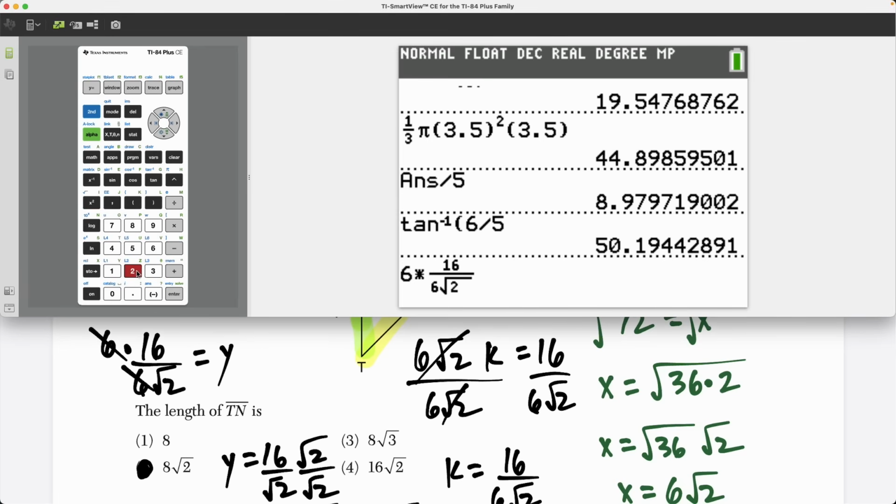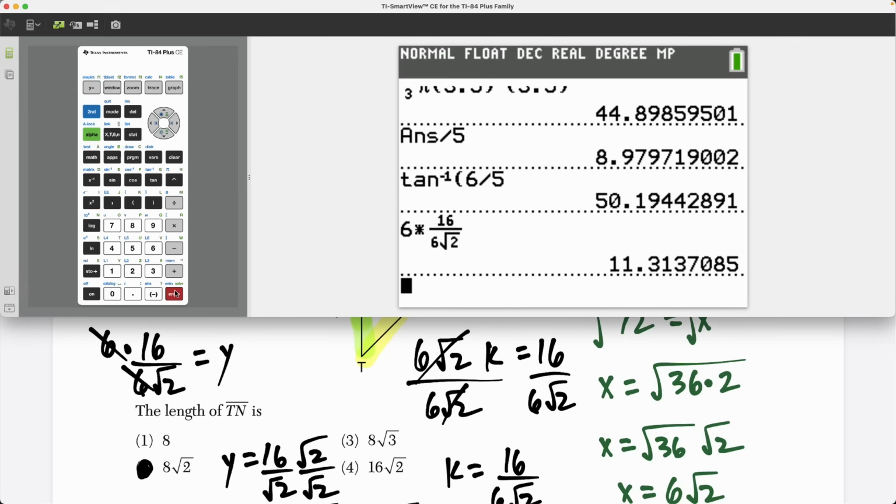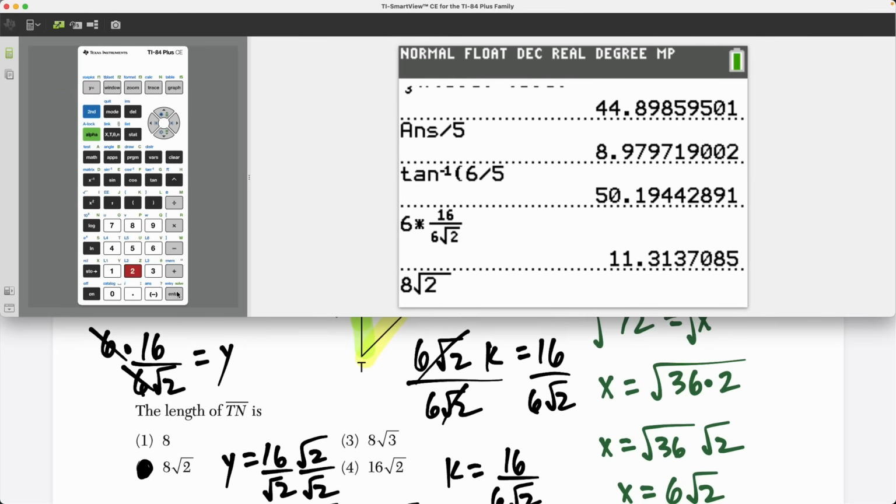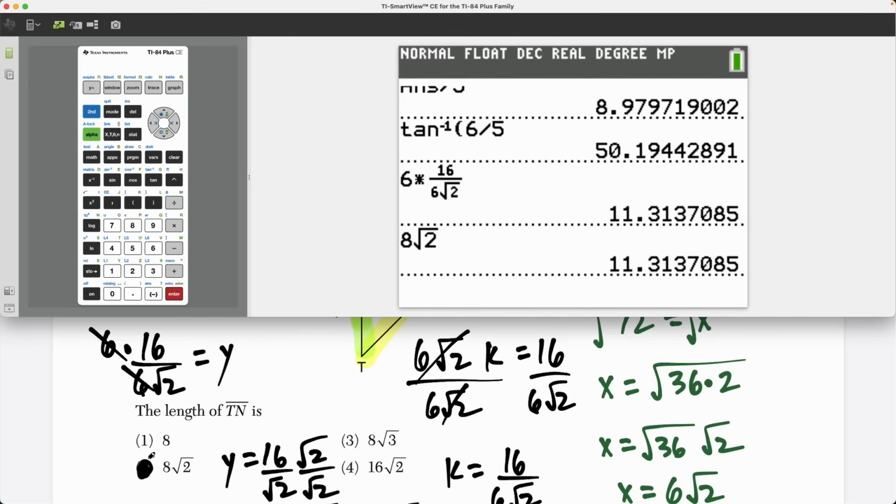Well, from this step here, you just press enter, and then you'd have to run through all of the answer choices. And by the time you get to 8 square root 2, you'll see that the decimals match here, and choice 2 would definitely be our answer.